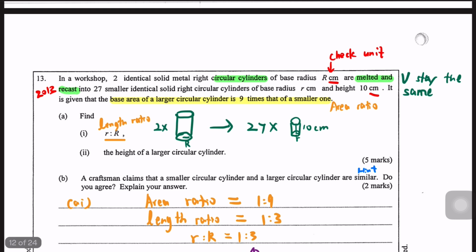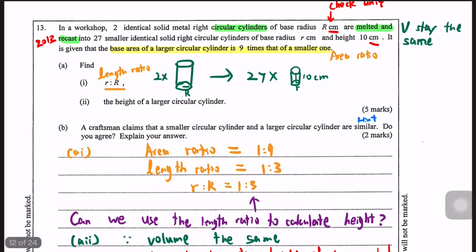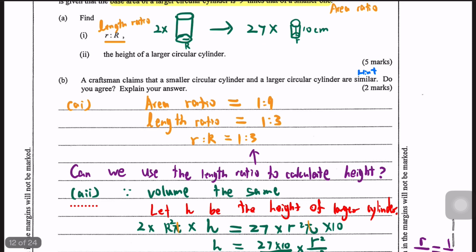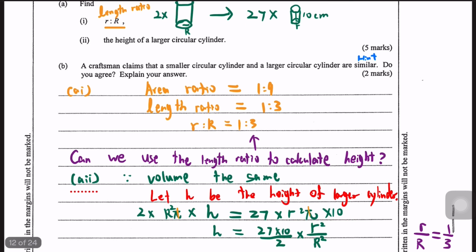Okay, so we use the concept that volume stays the same. So volume stays the same. The larger one, we have 2 identical, right? And then the base area, R square pi times the height. We don't know the height, we are finding the height, so you need to let that be h first. And then the smaller one, we have 27 base areas times the height. What you need to do here is first cancel the pi, and then move everything to one side. And then the numbers here, we have 2 unknowns. Can we solve it?